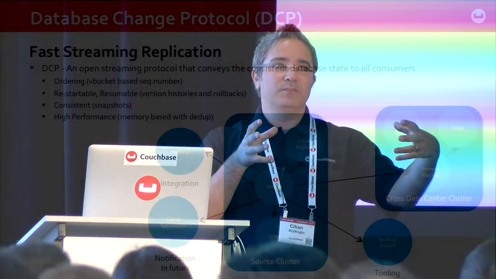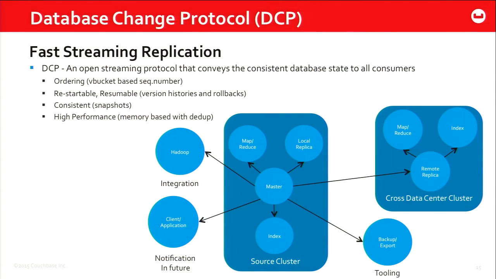It's consistent. It gives us a consistent snapshot of the data. So if you're building a brand new replica from scratch, you can get a very consistent view and pick up from a given sequence number and just build the rest of the replica with the things that happened since the time you started building that replica. So it is extremely efficient, and it's high performance. It is memory-based completely. We don't have to wait for anything to get persisted to disk before we can replicate, and that makes it extremely efficient. That is true for all the components that are using it.